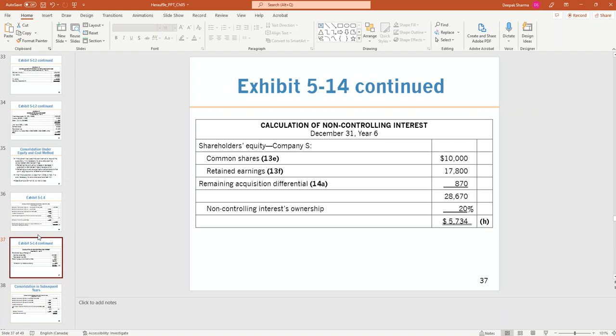at the subsidiary's financial statement and look at the shareholders' equity section, and you look at how much is the common shares and how much is the retained earnings, and then you look at the working paper to see what is the value of the acquisition differential. You add all that number and look at the value for NCI, and that is 20% of that amount, and that will be your new number that you're going to use for year 6 for the NCI.